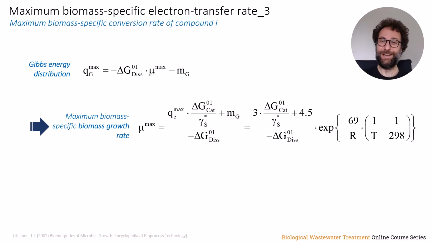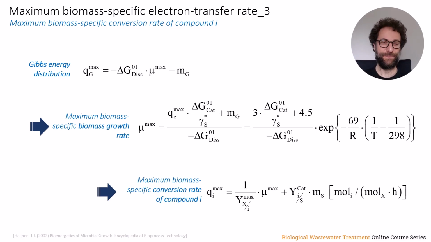Once we have now the mu max, we have all the parameters that we need. We can finally express the maximum biomass-specific conversion rate of compound I as a function of parameters that we have calculated or derived: the mu max, the maximum biomass growth yield on compound I, and the maintenance. And this is the catabolic coefficient, to highlight the fact that yes, it becomes 1 if we refer it to the substrate, but we can also calculate this for any other compound.